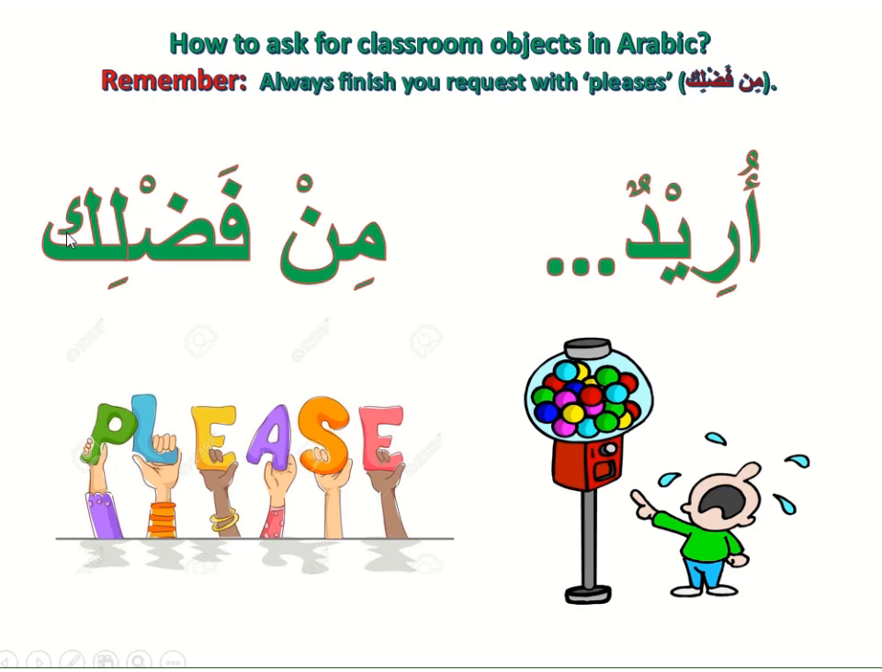So always remember, if you want to ask for any item from your colleagues or your friends or at home, from anyone, start with أريد and name the object you want, then finish it with من فضلك. It's very important to finish it with من فضلك, which is the polite way to ask for something in the Arabic language, and it means please. Always keep this on your tongue. Always use please if you ask in English, and من فضلك if you ask in Arabic.